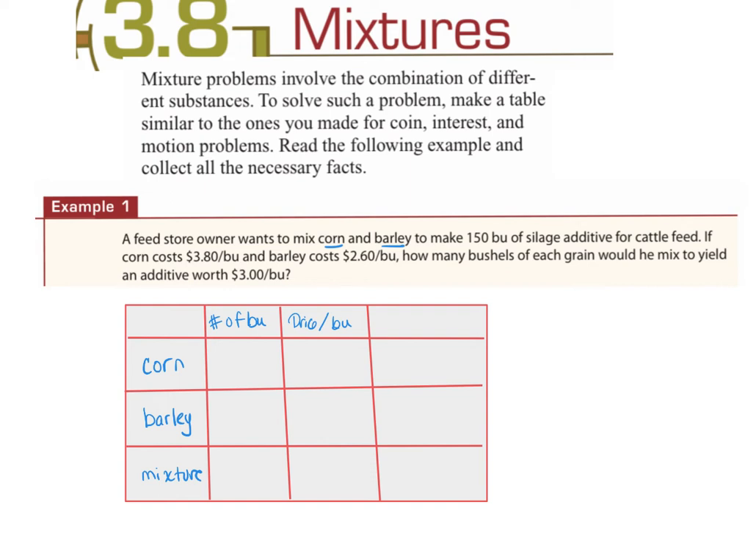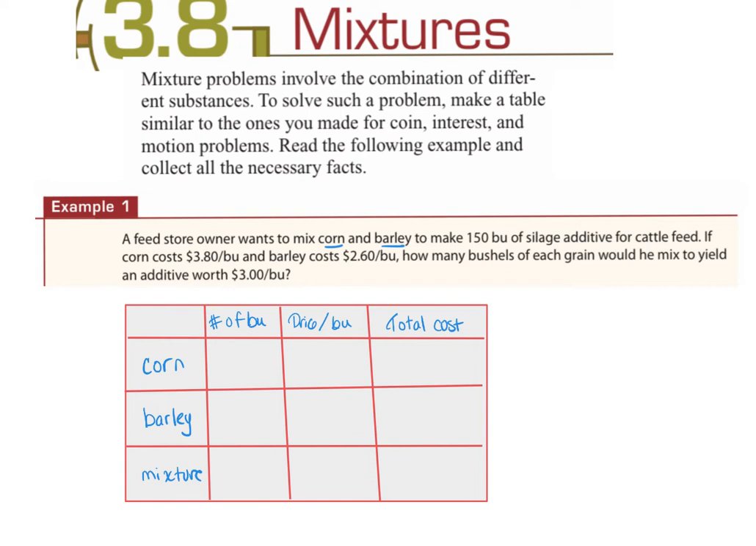And then what is he concerned about? Well, he's concerned about an overall cost. So this is going to be my total cost. Now, these columns will also multiply across, okay? So when I start filling this in, I am going to multiply across as I get there.